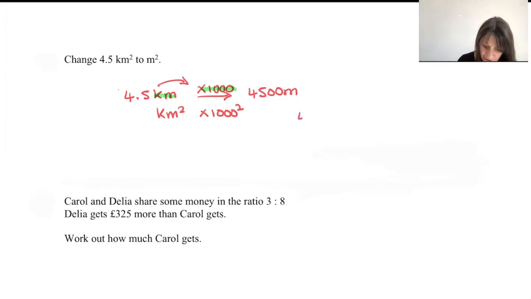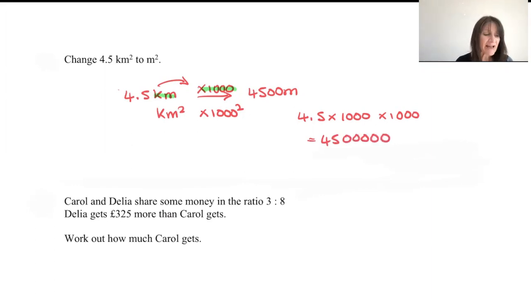So what I've got to do is 4.5 times 1,000 times 1,000. That's 1,000 squared, which is going to give me 45 with 5 zeros on the end. Now, if you got that right, really well done, because as I say, they are tricky. The next question is a ratio. So I've got Carol and Delia in the ratio of 3:8.